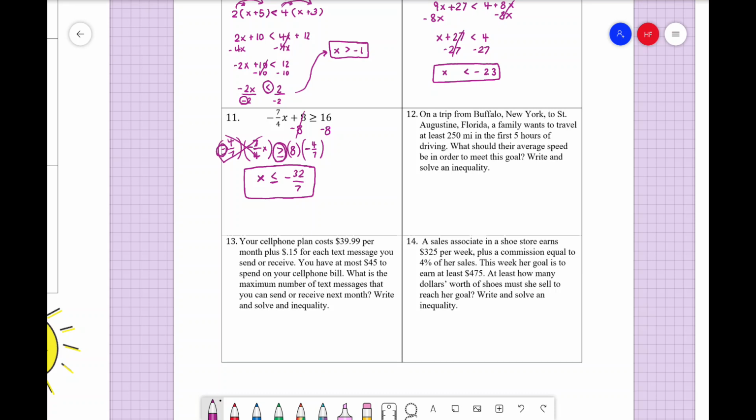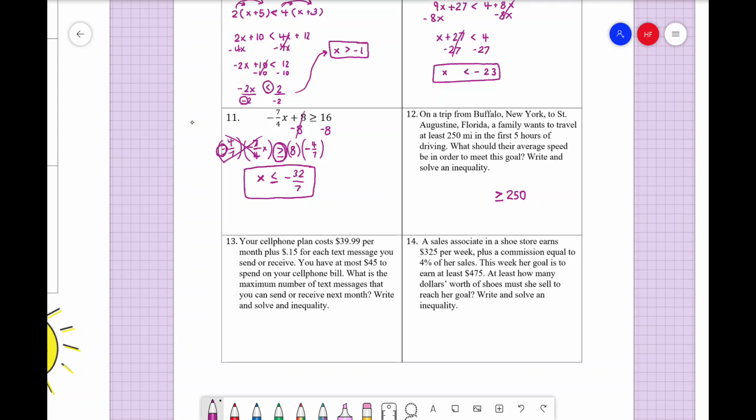So they want to go at least 250 miles. Do I want to go more than 250, or do I want to go less than 250? Well, if at least, that means the number at the bottom is 250, and I'm okay with going more than that. So my amount can be more than 250, or it could equal 250, and I'll be happy.